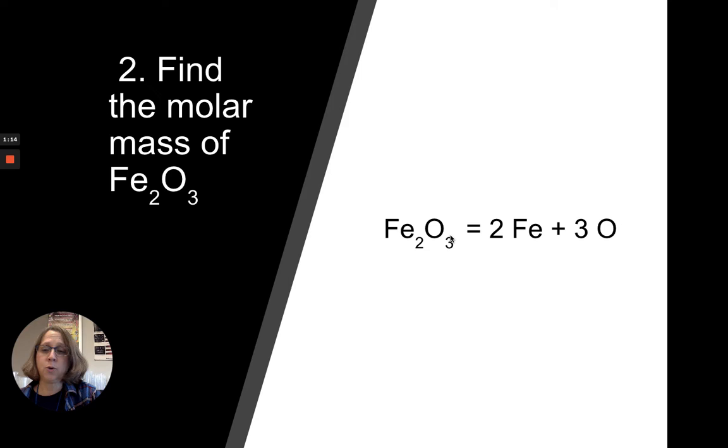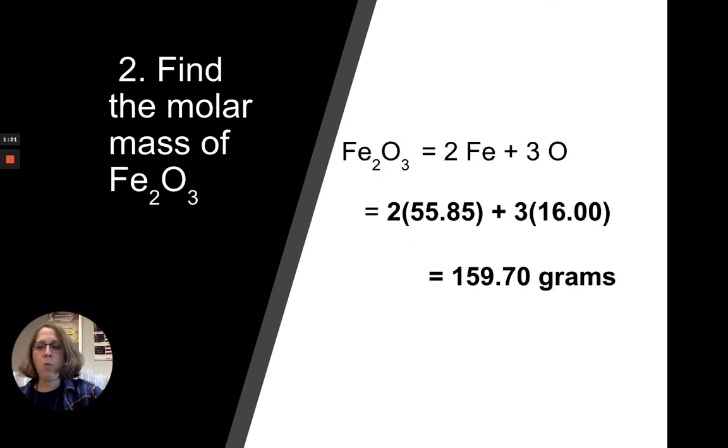So if I look up on the periodic table the atomic mass of iron and the atomic mass of oxygen, what I find is that the atomic mass of iron rounded to the hundredths place is 55.85, and the atomic mass of oxygen rounded to the hundredths place is 16.0. Since there are 2 irons, we're going to do 2 times 55.85. Since there are 3 oxygens in this formula, 3 times 16.0, we add them together. The molar mass of iron 3 oxide is 159.70 grams when you add those together.